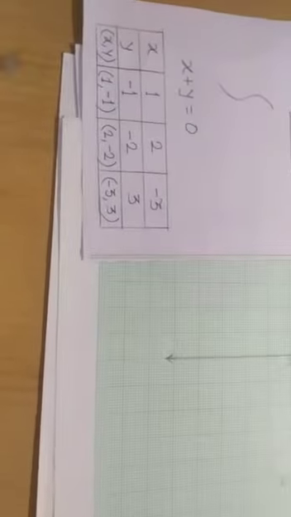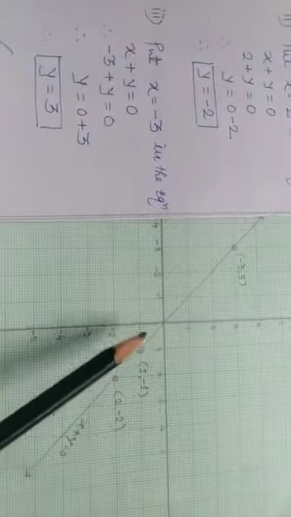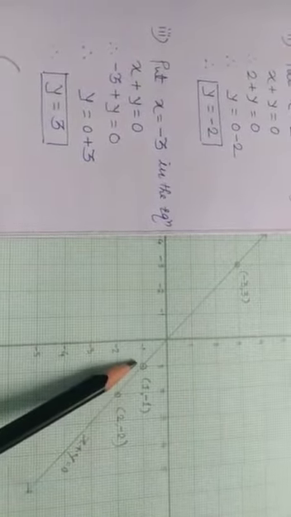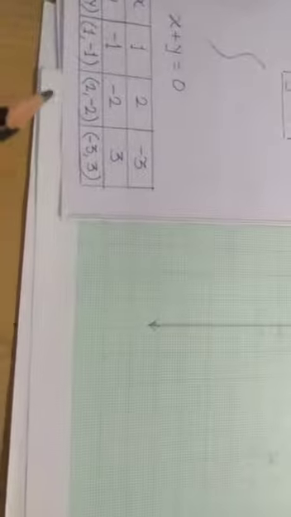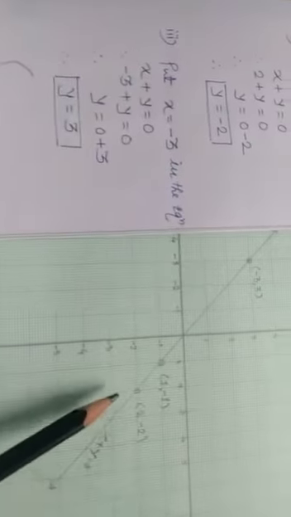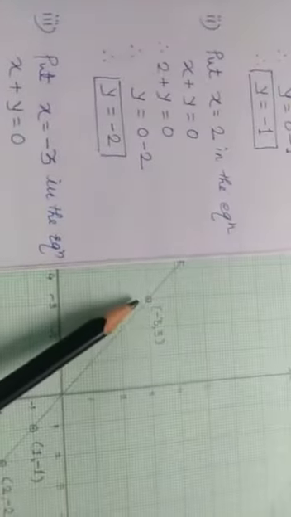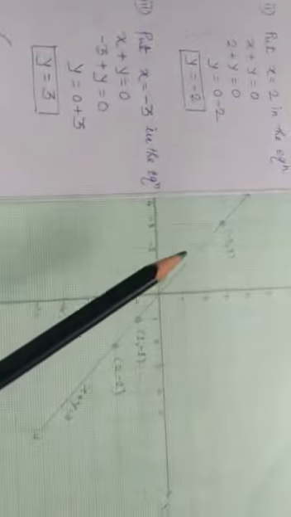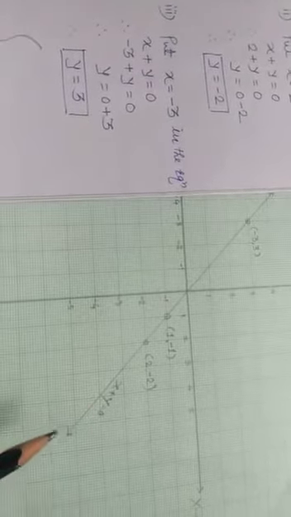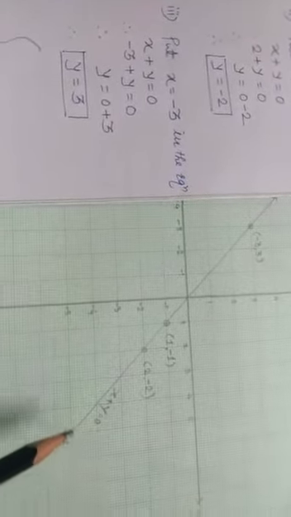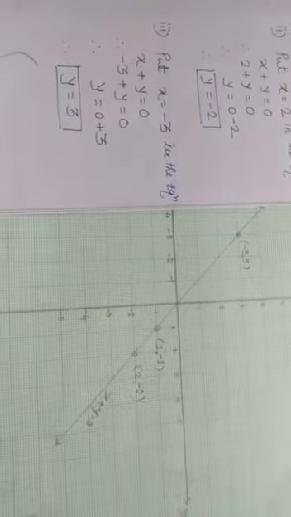See the first ordered pair (1, minus 1). Here is the (1, minus 1). Second ordered pair (2, minus 2). Here is the (2, minus 2). Third ordered pair (minus 3, 3). Here is the (minus 3, 3). In this way, the graph of this linear equation x plus y is equal to 0 is a straight line.